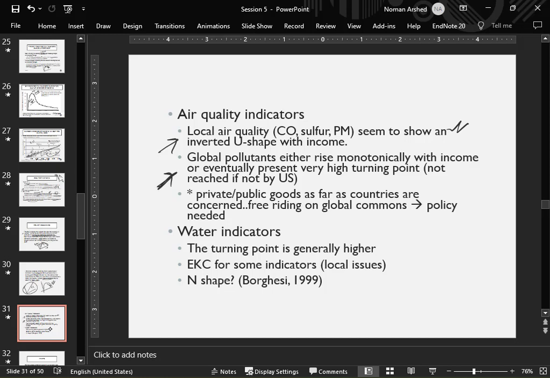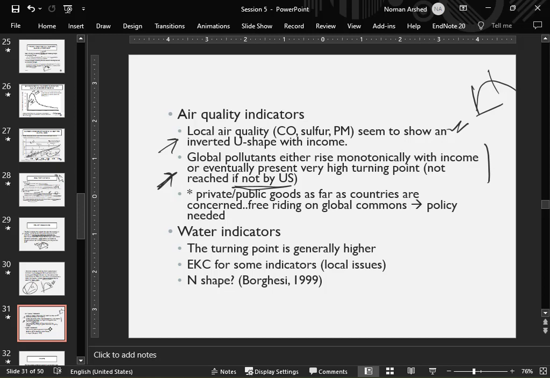Global pollutants either rise monotonically with income or even present a very high turning point. Or it is saying that for global pollutants the turning point is very far, and it has not even been reached for the US yet. It means the USA has not crossed that point, even though it is the richest country in the world, so technically the EKC does not exist.